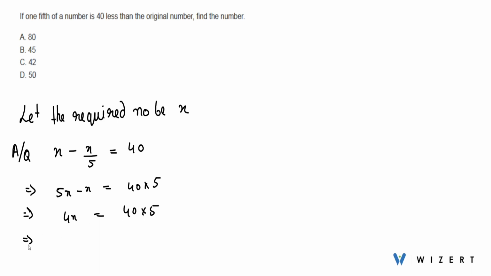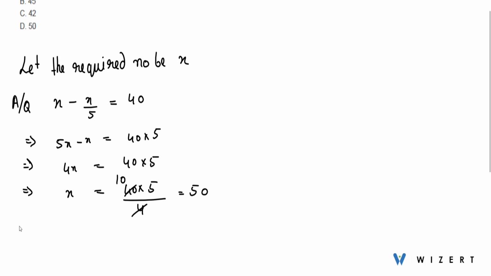Now in order to find the value of x, we have to divide both sides of the equality by 4. So x will be equals 40 multiplied by 5 divided by 4. 4 will cancel out 40 and will produce 10, and 10 multiplied by 5 is 50. Therefore, the required number is x equals 50. Therefore, x equals 50 is the original answer.